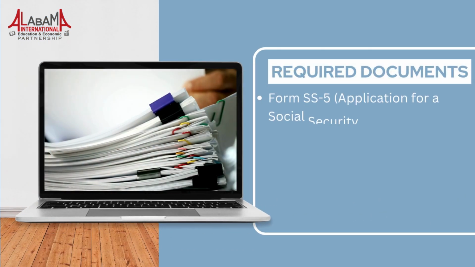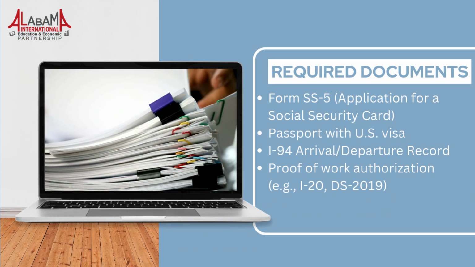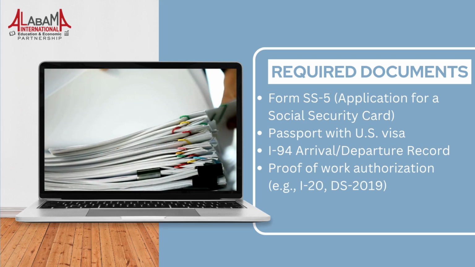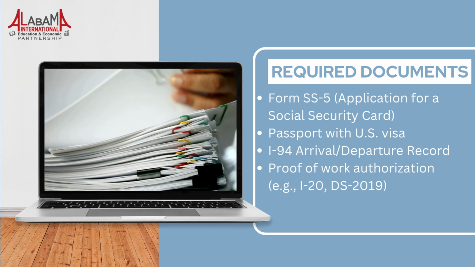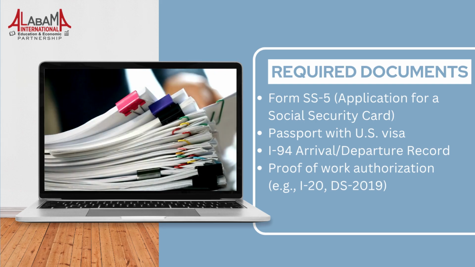To apply for a Social Security number, you'll need Form SS-5, application for a Social Security card, passport with your U.S. visa, I-94 arrival departure record, and proof of employment or work authorization like your I-20 or your DS-2019.